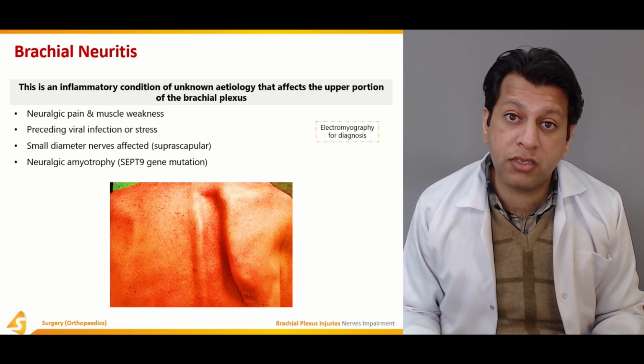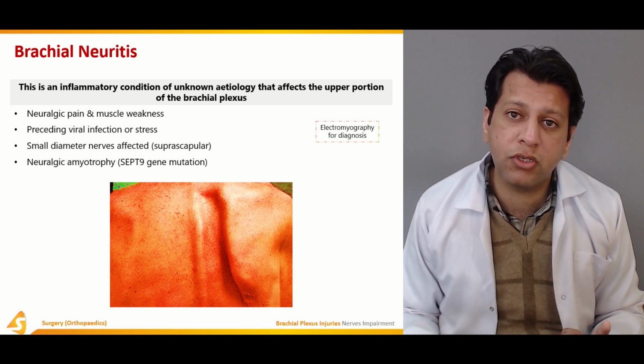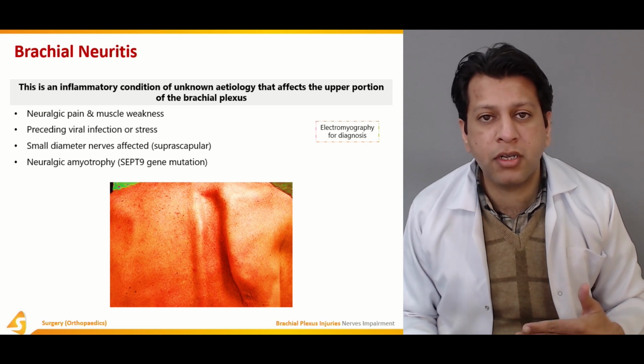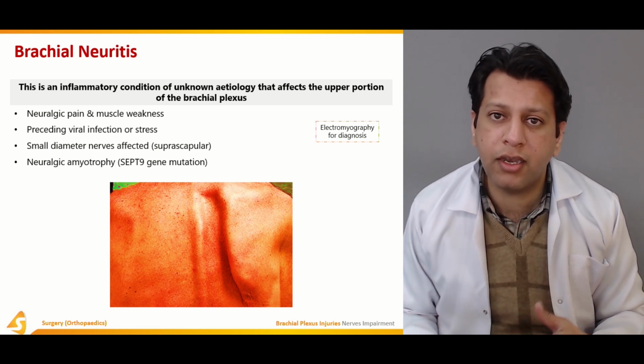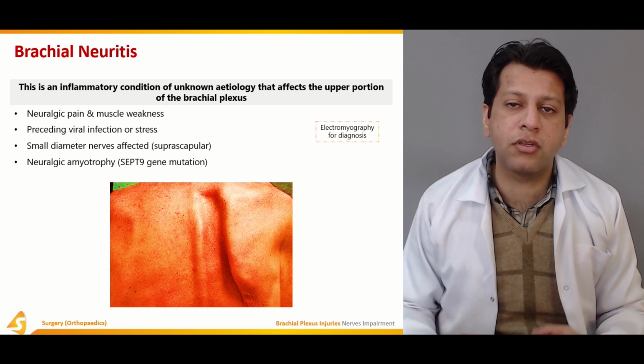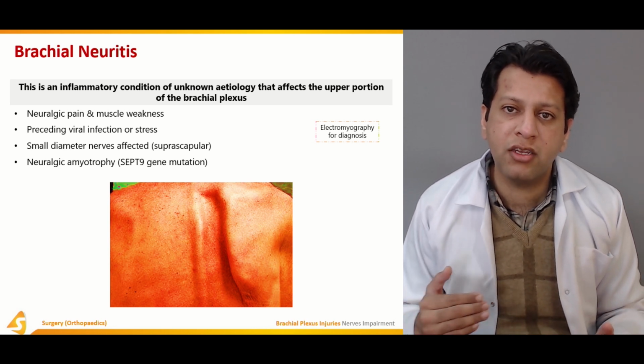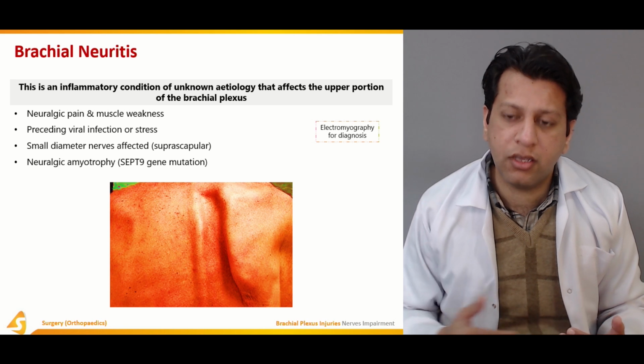Electromyography can be specific for diagnosis because EMG would reveal muscle fasciculation and sharp waves in supraspinatus and infraspinatus only. And nerve conduction studies may also help us, because they will usually not show any definitive cut-off lesion in the nerve.